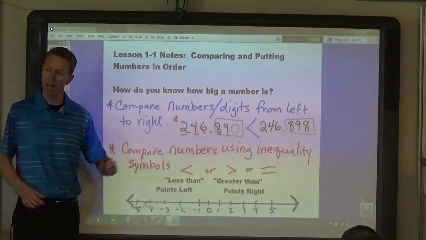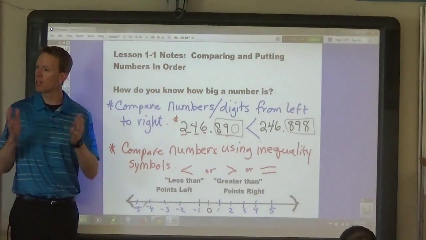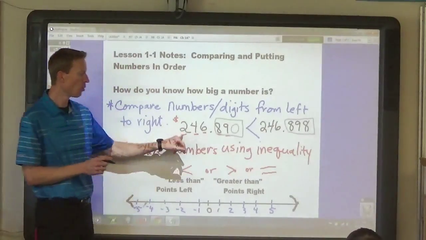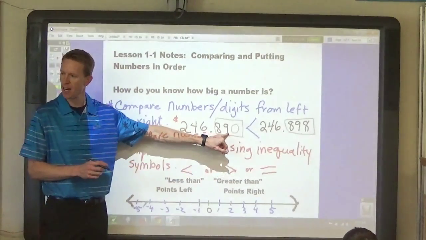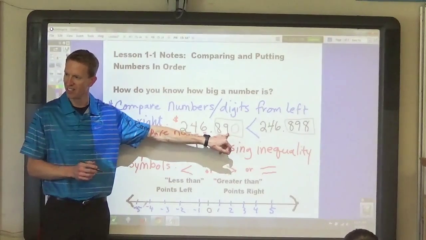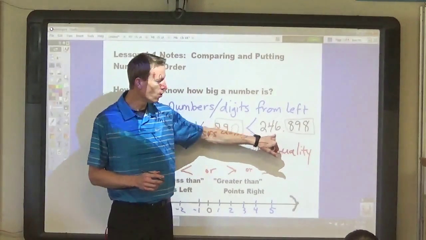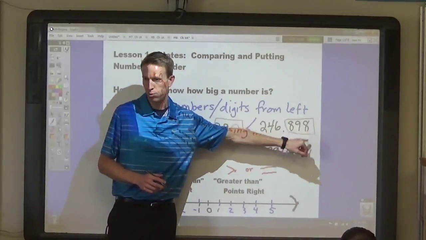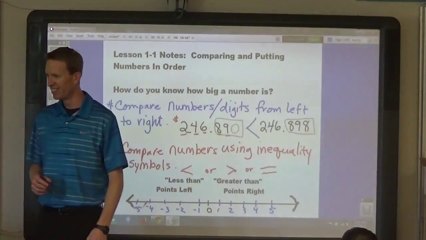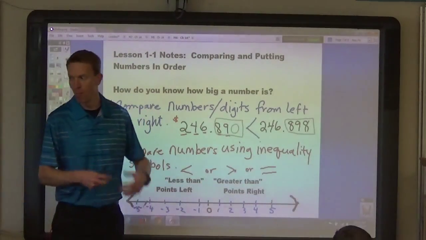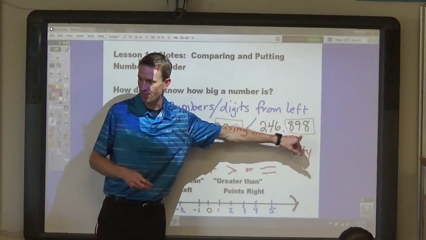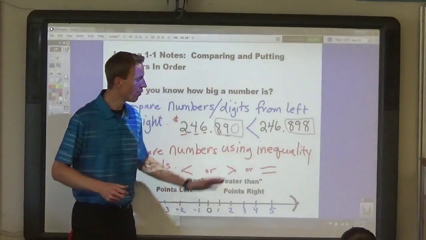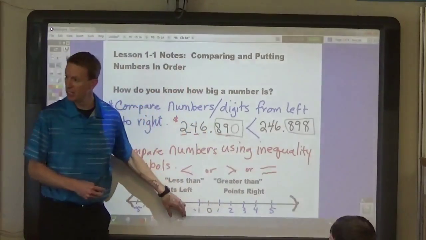Actually, these are both positive numbers. So we have to look at the number as a whole. Okay? Look at this whole number. This is $246.89. Okay? And this is also 246 and 89.8 cents. It's a little bit more than 89 cents because of that 8 thousandths. All right? And so they're both on the positive side of 0.